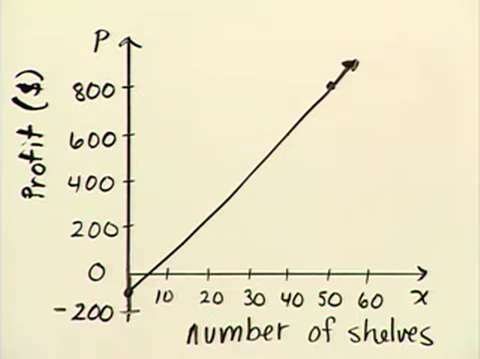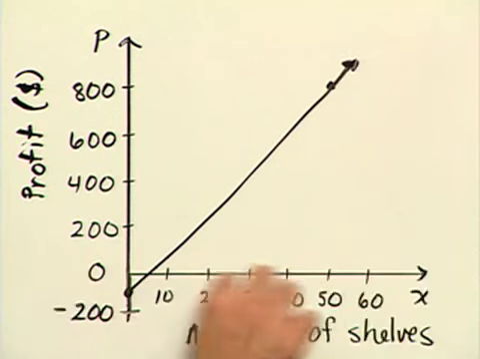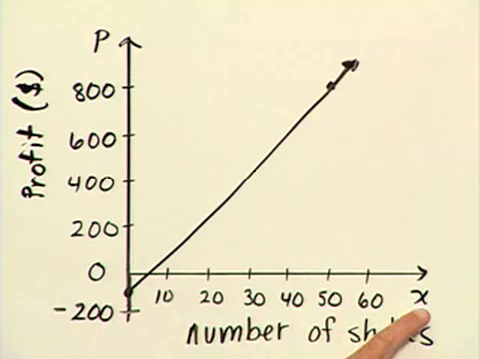This is the graph of the linear function P of x is equal to 18x minus 100. Now, when you make your graph, you need to remember a few things. You need to make sure that you label your axes, as we did here. We also need to make sure that the horizontal axis is the independent variable, which is x, and the vertical axis is the dependent variable, P.